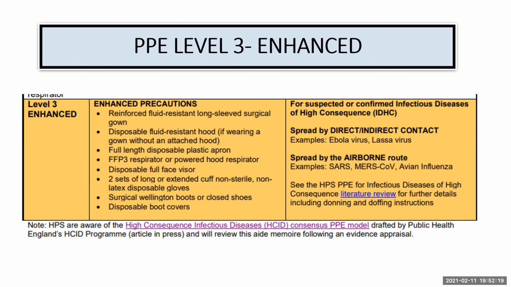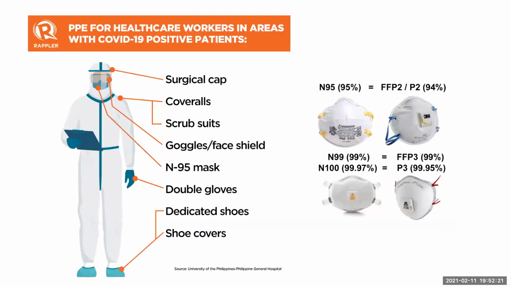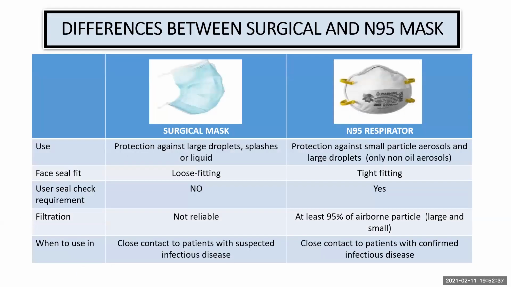So the next slide. It includes what we call coveralls attire, and includes a surgical cap. Next slide. This is the difference between surgical and N95 mask. We use a surgical mask when we want to protect ourselves against large droplets and splashes of liquid, but an N95 respirator when we need to protect against small particle aerosols and large droplets, only non-oil aerosols.